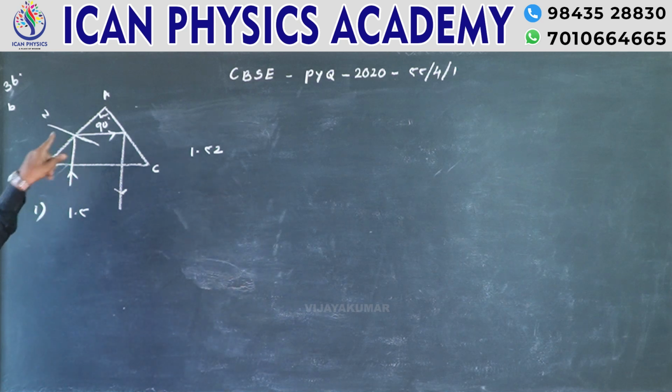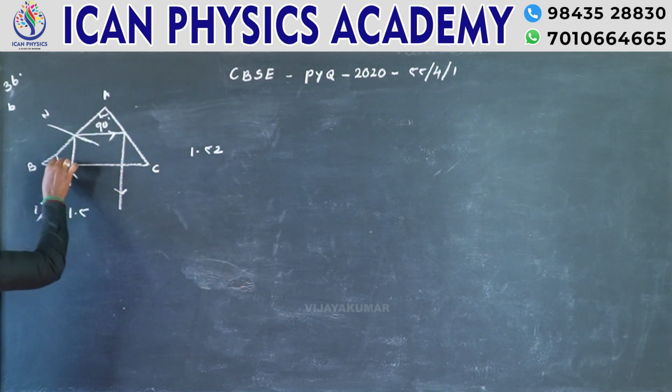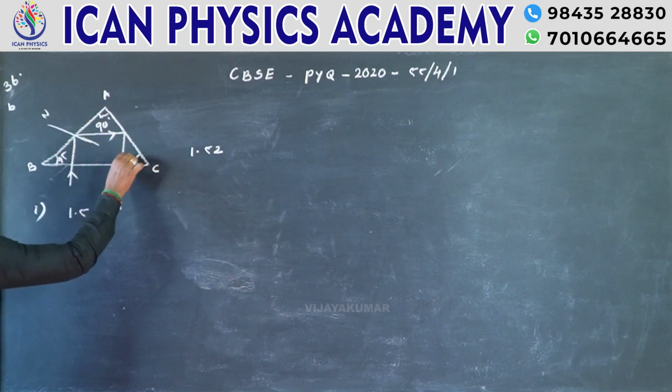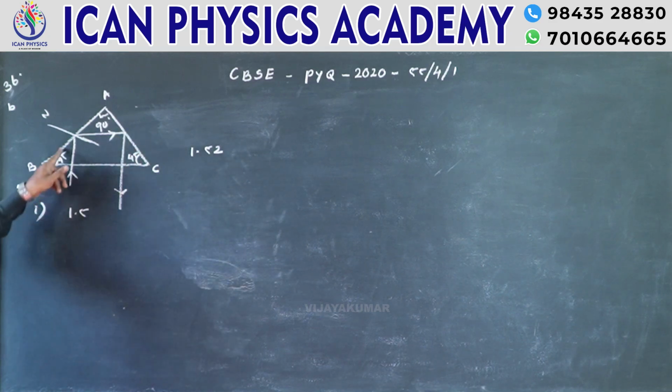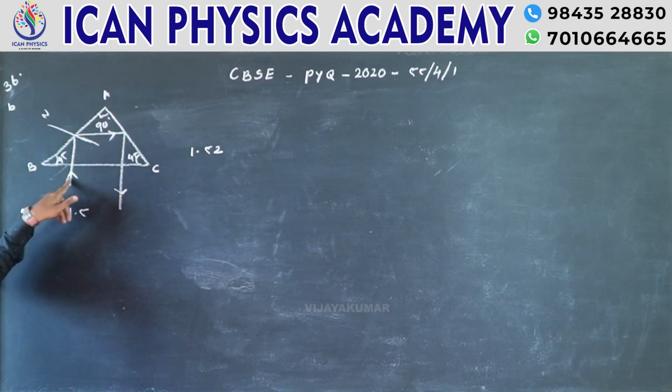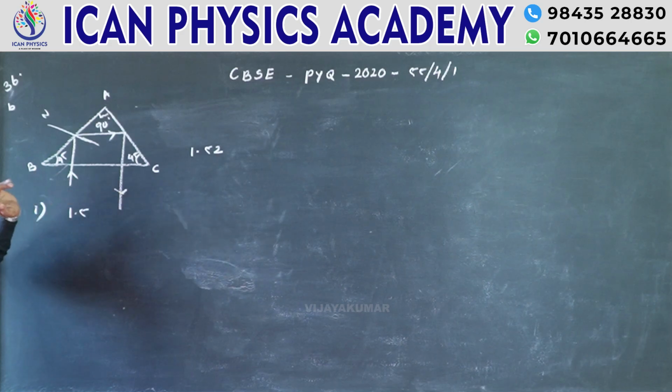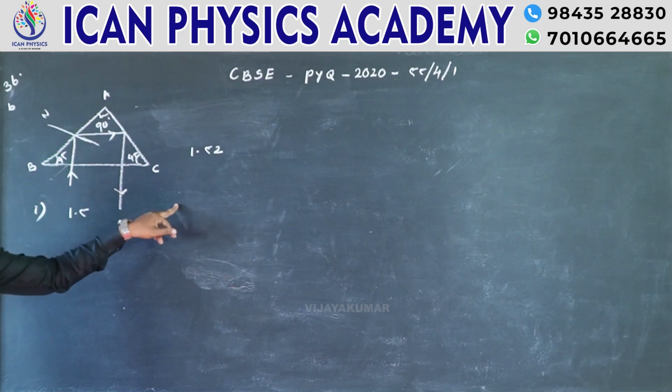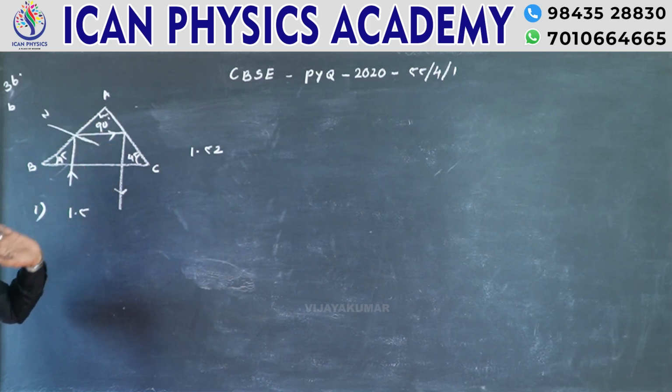Why? Because the triangle is isosceles. So here it is 90, so 45, here it is 45. So it makes an angle of 45 degrees. Then the refractive index is less than that, so that it moves like this.